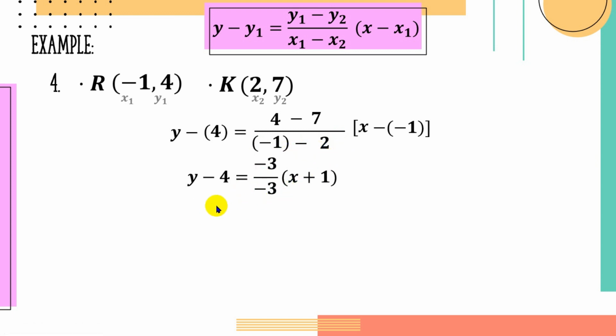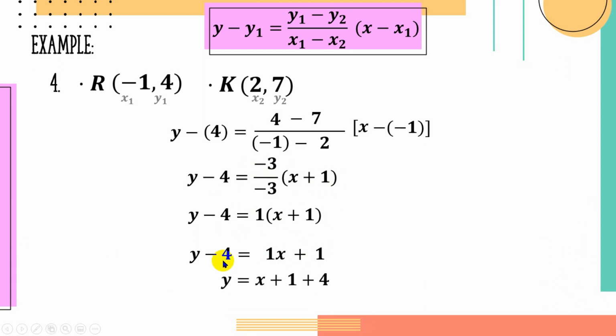From here, we have y minus 4 equals negative 3 divided by negative 3 is positive 1 and then multiply to the quantity of x plus 1. So, dito po, magdi-distributive property tayo ulit and since positive 1 lang naman po yan, x plus 1 pa rin po yung magiging result natin or 1x plus 1. And then, kung ang kailangan po natin ay slope-intercept form, ito pong ating negative 4 ang hahanapan natin ng additive inverse and that is positive 4.